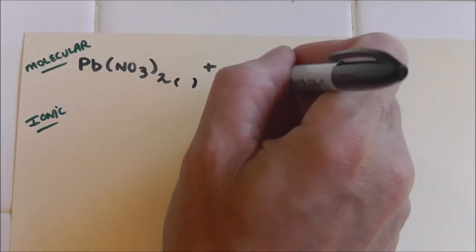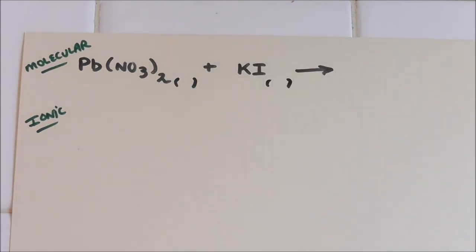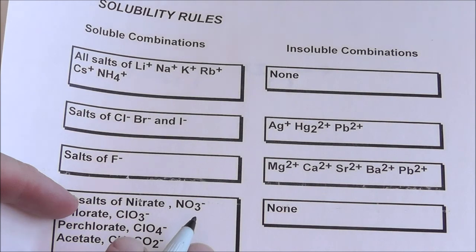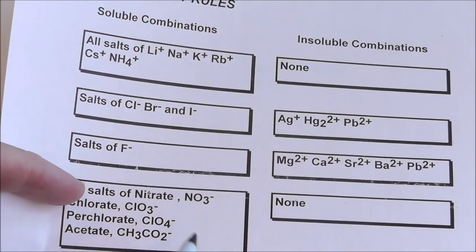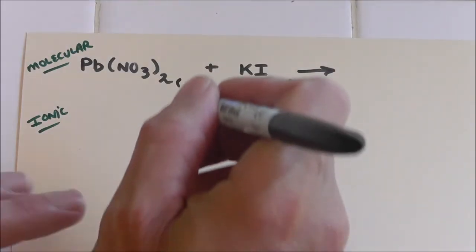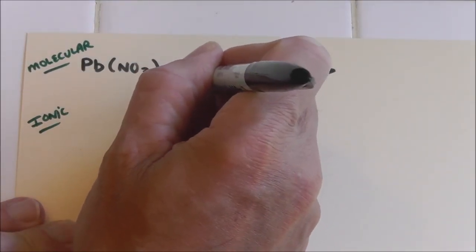Is that a solid? Is that something that dissolves in water? Spoiler alert, they're both going to dissolve in water, because if you go ahead and get your solubility rules out, you'll notice nitrates, anything you pair with nitrate is soluble. And so, therefore, this lead nitrate, I'm going to go ahead and throw an (aq) in there.